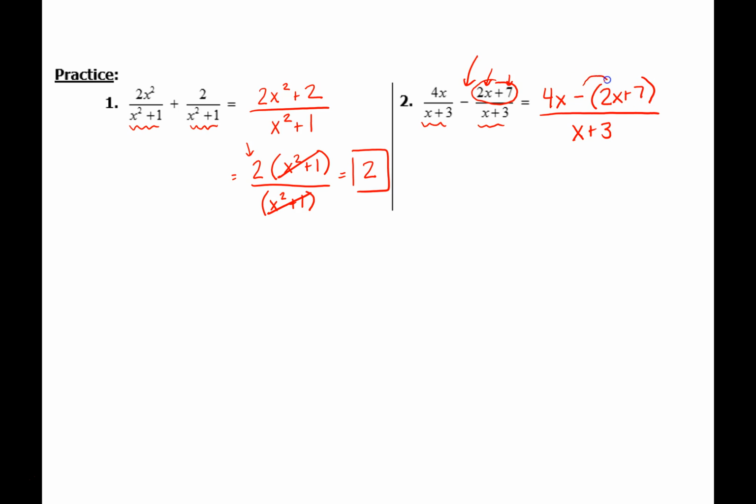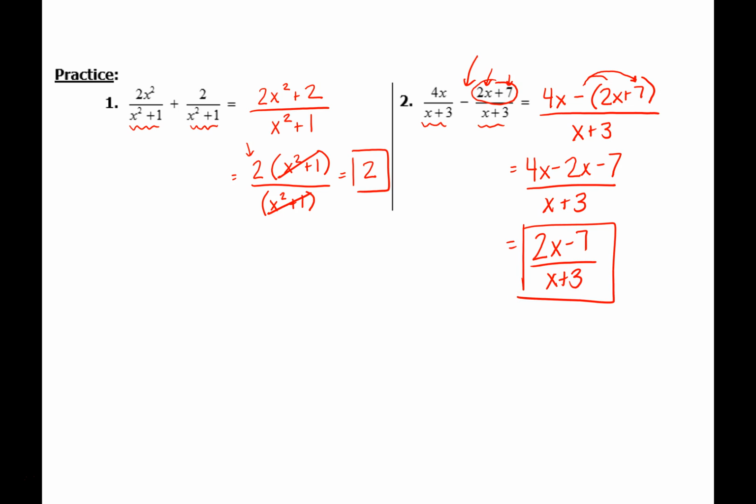So the first step here is going to be to distribute that negative sign in. So it's 4x minus 2x minus 7. Be sure you distribute the negative sign to the second term as well when you're working on a subtraction problem like this. So continuing onward, you get in the top 2x minus 7 over the denominator of x plus 3. That can't be simplified anymore. There's not a GCF in the numerator or anything like that. So that means we're done.